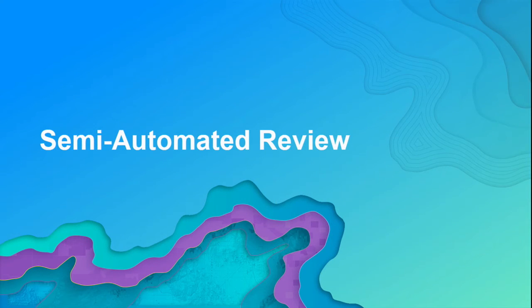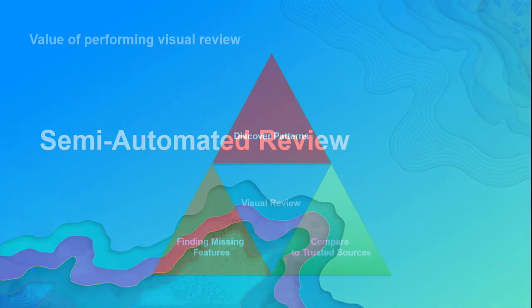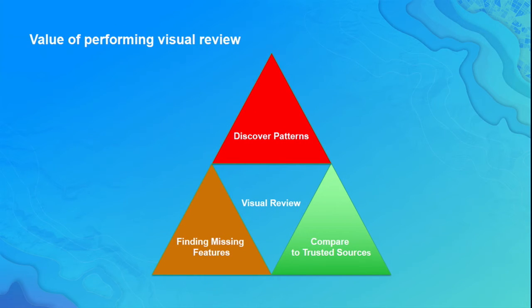So the next part I just wanted to briefly talk about is a semi-automated review, and the importance of visual reviewing of data. As an organization, I want my field crew to go into the field and look at whether the data collected is accurate enough. So how we do it is what we're going to talk about here. What the visual review process helps with is to discover any patterns of data collection where there are going to be issues. There's also the aspect of comparing with a trusted source like imagery data, or finding issues with data completeness, like finding missing features.